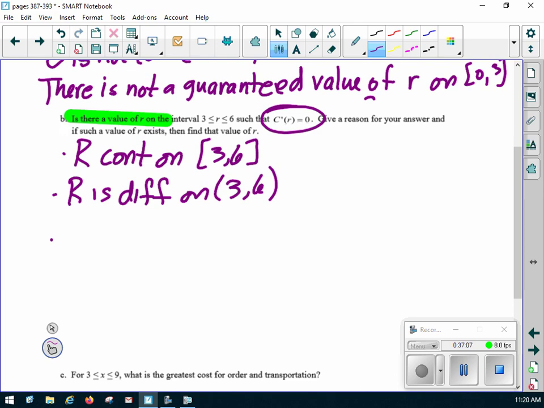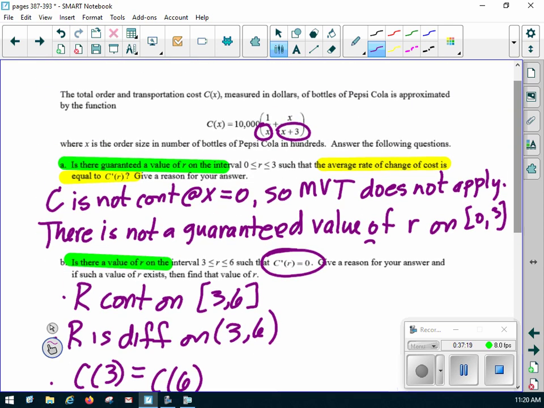What's the last criteria for Rolle's? Does C of 3 equal C of 6? That's what we've got to figure out. You've got a calculator. Now listen, on your calculator, I want you to do this. I want you to put that in y1.